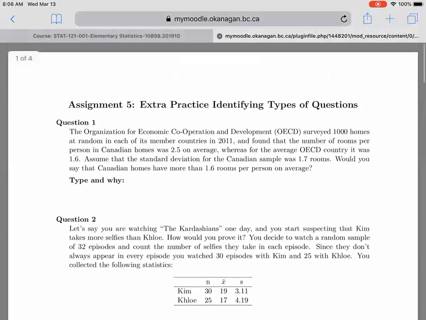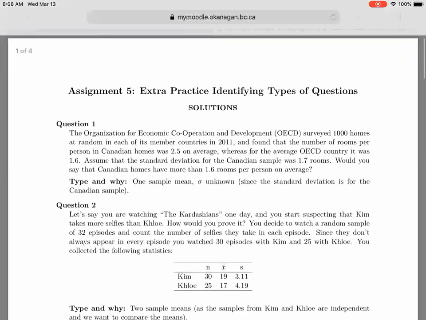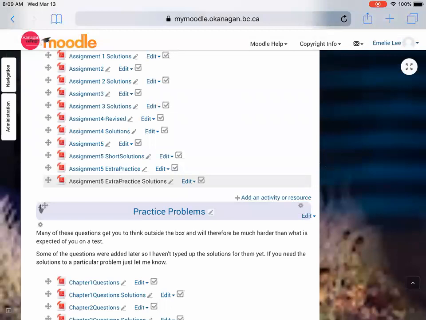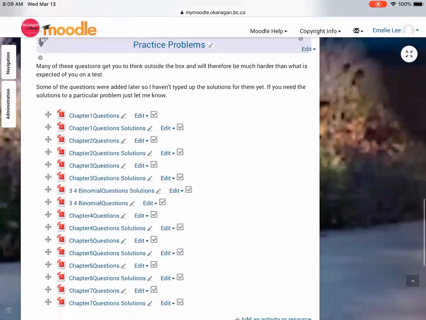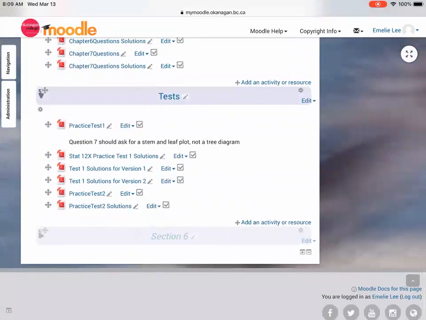And so I posted the solutions, just the types, and I've tried to explain why. Sometimes it's just, well, you've got 2 independent samples because the samples are independent, and there's nothing else I can say about that. So have a look at those. Also, there are chapter 5 practice problems with full solutions typed up. So you can have a look at those and work backwards.